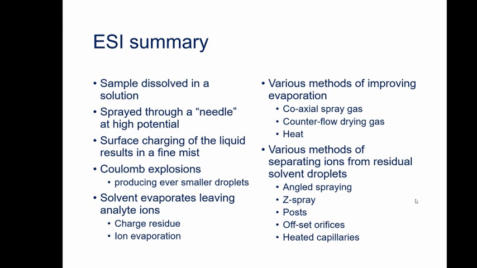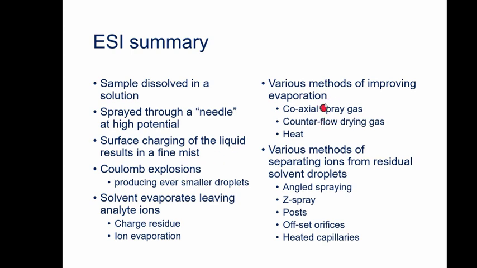But anyway, that's it for this brief introduction to electrospray. So your sample will be dissolved in some kind of solution, which needs to be made of solvents that can evaporate. So commonly water, methanol, acetonitrile, some combination of those, possibly with the addition of some formic acid to help you make positive ions. You'll be spraying this through a needle, which will be at relatively high potential compared to the front of the instrument. And the surface charging of the liquid will result in the production of this fine mist of droplets. Those droplets will evaporate until they get to the Rayleigh limit, and then they'll explode, producing ever smaller droplets, and eventually all the solvent will evaporate, leaving you with analyte ions.